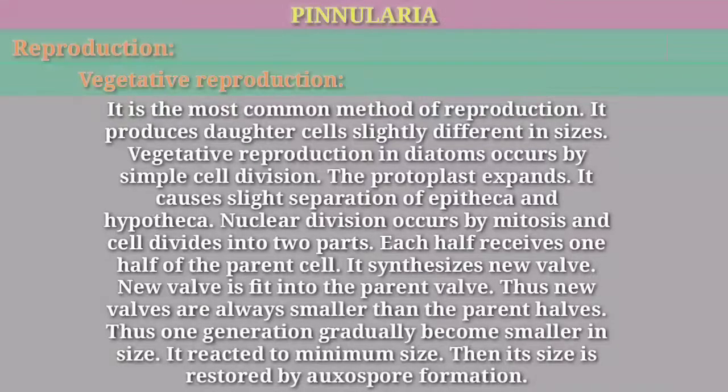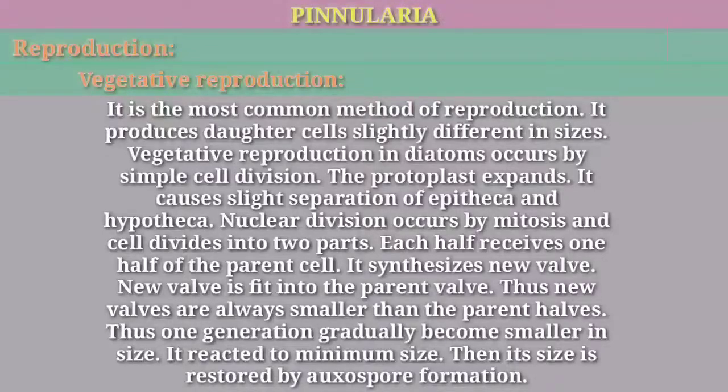The protoplast expands. It causes slight separation of the epitheca and hypotheca. Nuclear division occurs by mitosis and the cell divides into two parts. Each half receives one half of the parent cell. It synthesizes a new valve. The new valve fits into the parent valve. Thus new valves are always smaller than the parent halves. Thus one generation gradually becomes smaller in size.